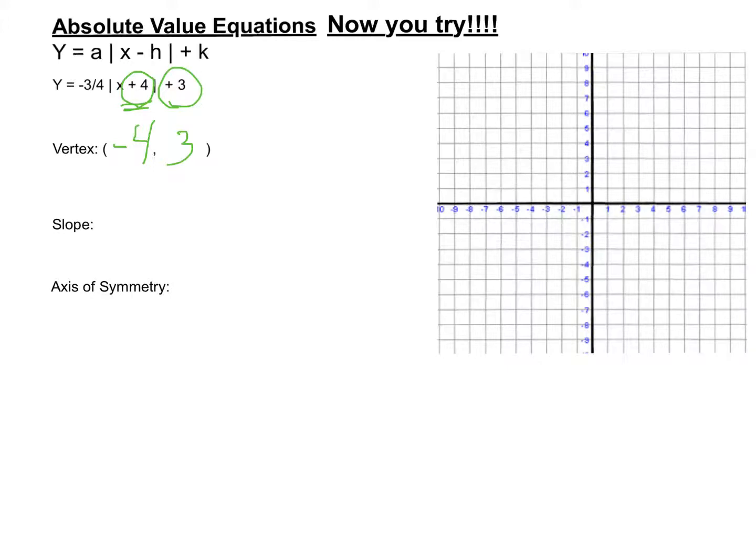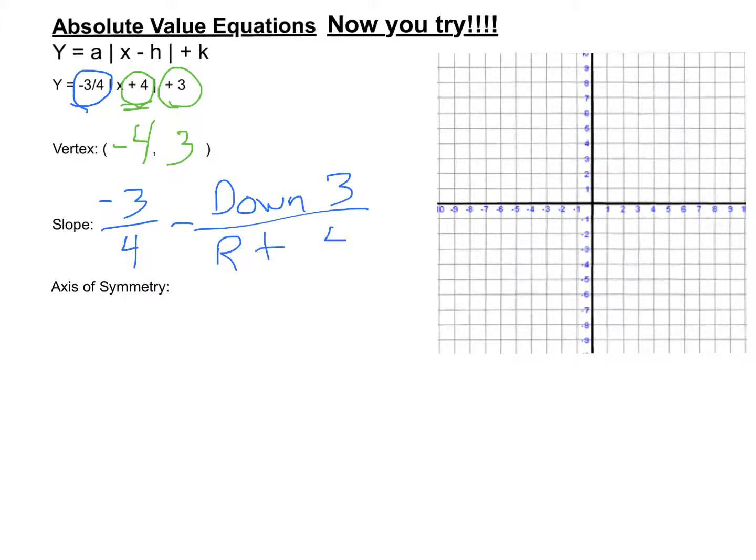Okay. Our next step, let's find the slope. So there it is, -3/4, which says we're going to go down 3 to the right 4. And while we're still here, let's do our axis of symmetry. X equals, and again, the x coordinate of the vertex is -4, so it's x is -4.